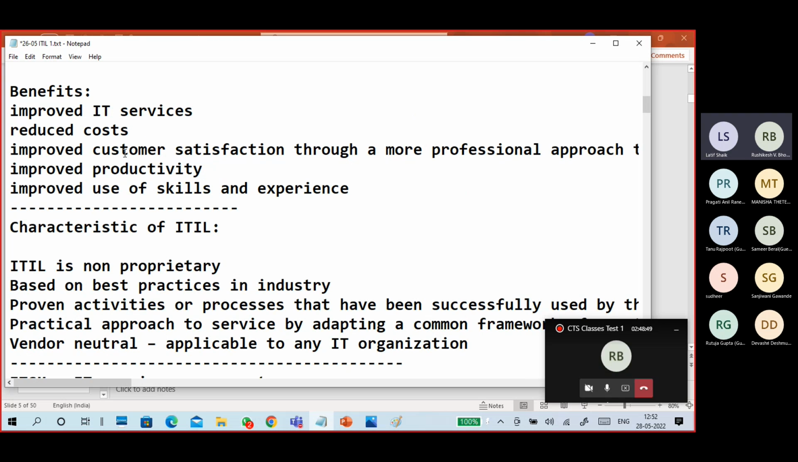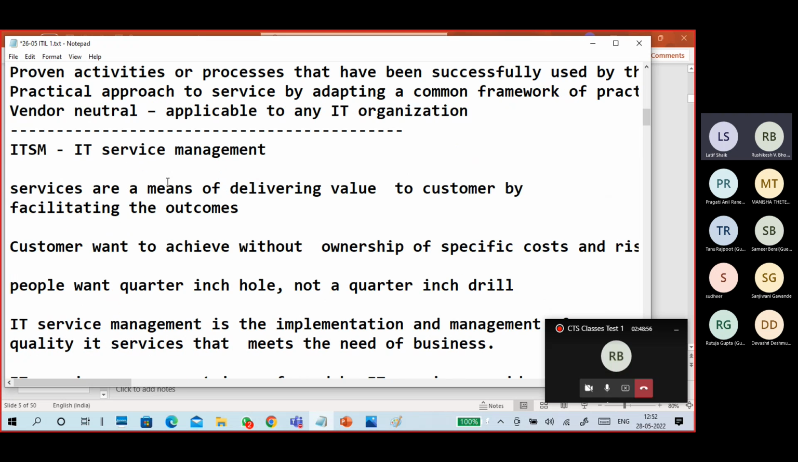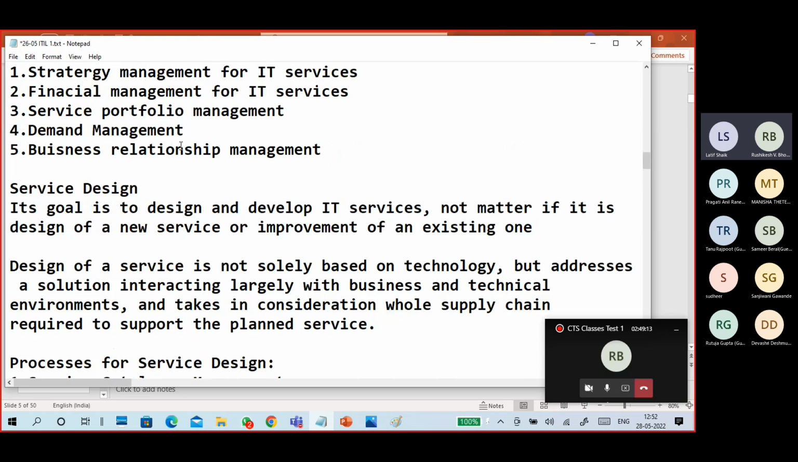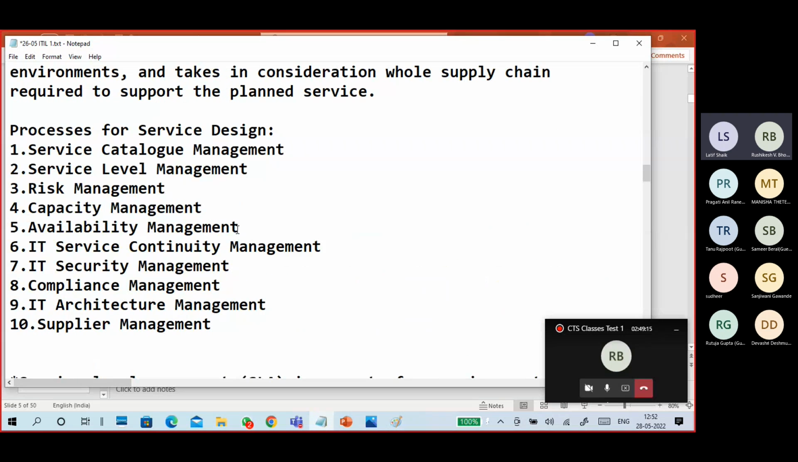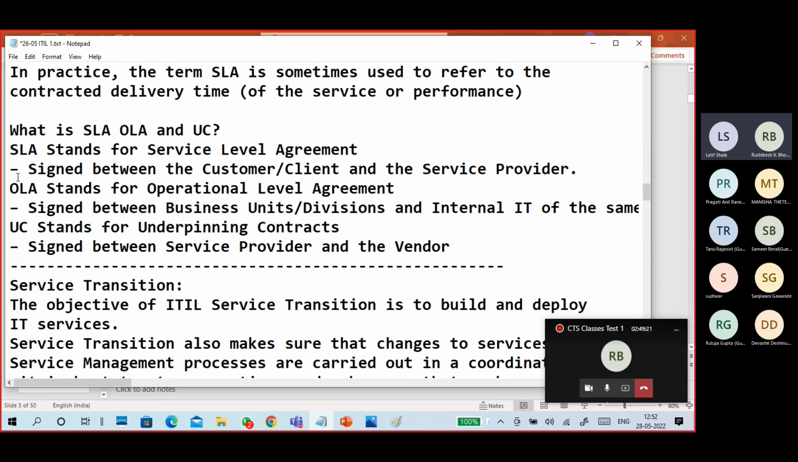Next, different benefits of ITIL, characteristics of ITIL. What is ITSM? IT service management is also there. Go through it once. ITSM is mainly talking about what IT service management is, and what the meaning of service management is. Next, there are so many names. I'm not going through everything, otherwise again it will take another 1 hour. Only a few definitions.